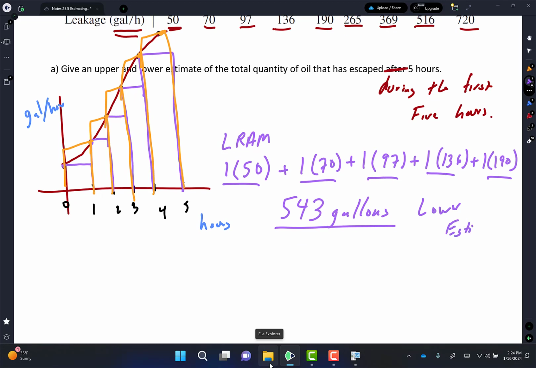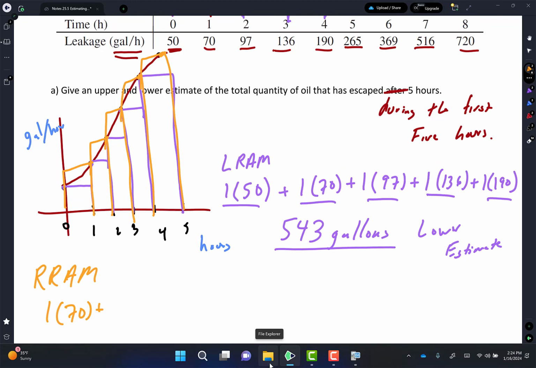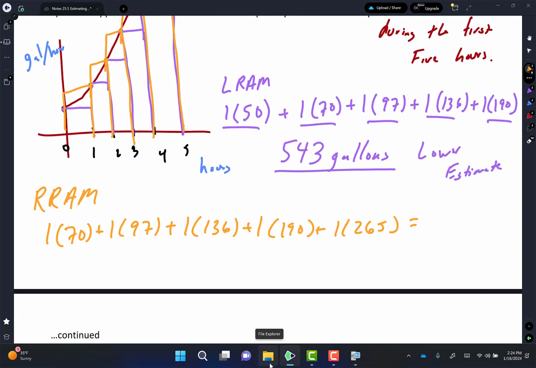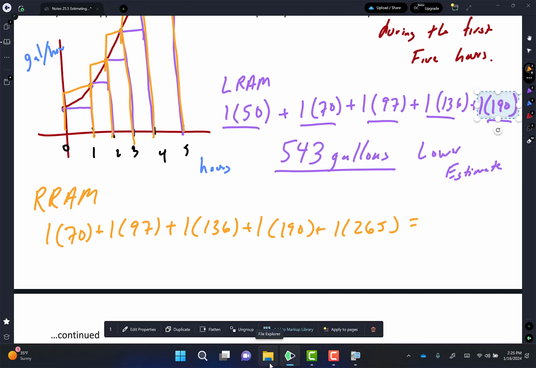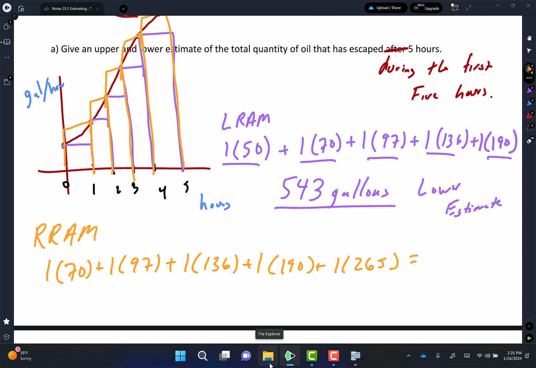Now let's do the upper estimate. I'm going to do RRAM. 1 times 70 plus 1 times plus 1 times plus 1 times. Perfect. Go ahead and multiply them, or add them up, I guess. 758.